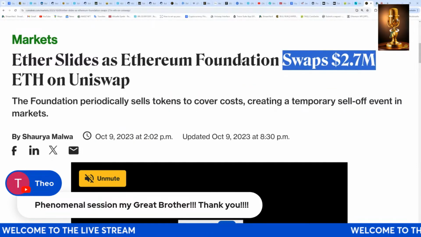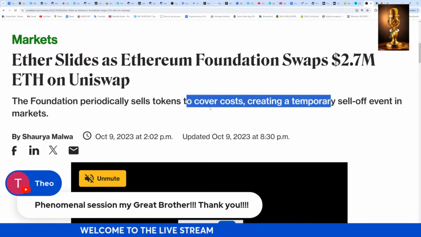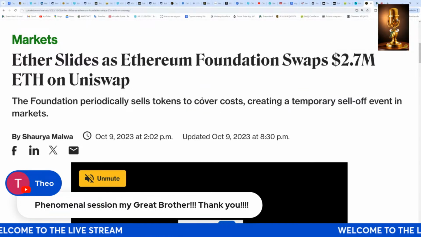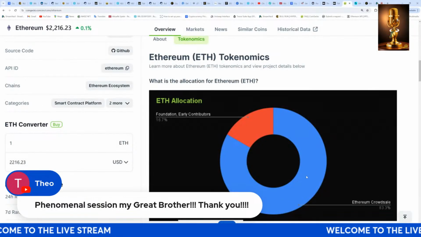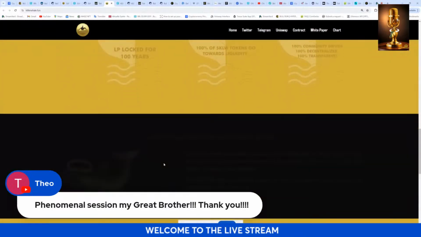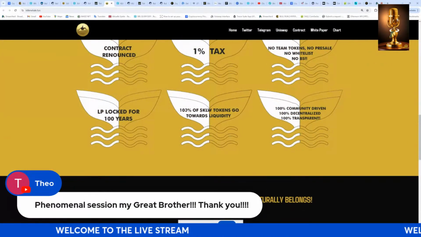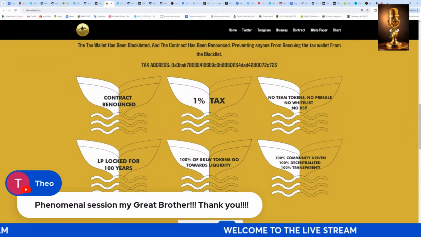They swapped 2.7 million on Uniswap, this is to upkeep. These tokens cover the costs of maintaining the blockchain or creating, but nonetheless, it creates a sell-off for the event. And this is only possible because of the distributions, like we discussed. With all the tokens that we have, this is not possible because 100% of the token supply is in the liquidity pool. There are no allocated pre-sales or whitelist tokens or team tokens. Everything was put right into the liquidity pool.